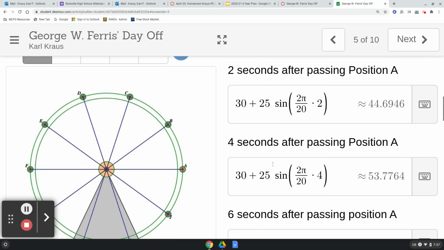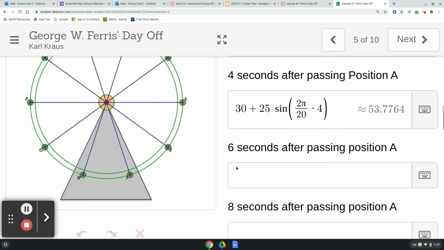And then 4 seconds later, that's at letter C. So 2 seconds, 4 seconds. So 20 seconds, if I divide that by 10, then each of these position letters would be 2 seconds. So 2 seconds away from A would be B, then 4 seconds away would be C, and so on. So at 6, you can just continue to plug into the formula, or you could look back at the slide we did with the angles, and you get the same answers.